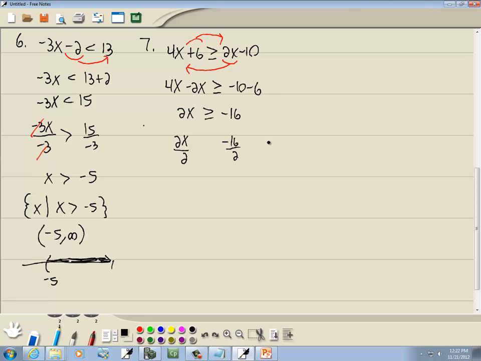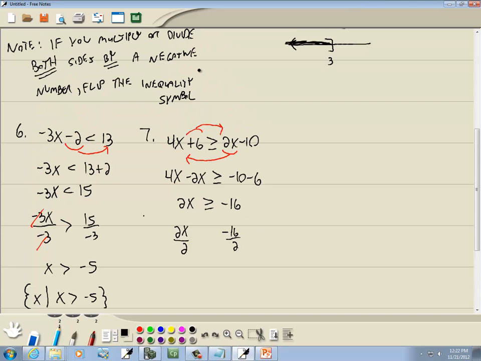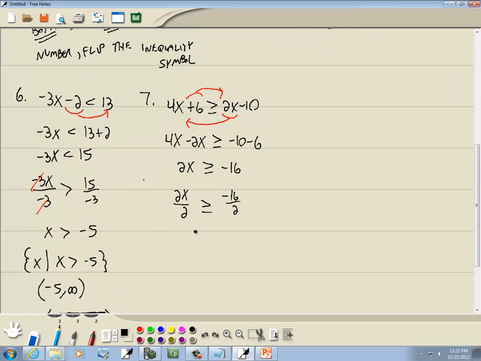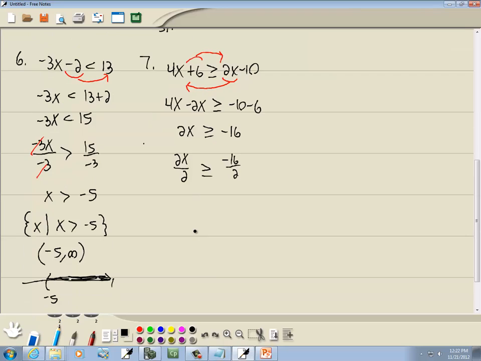The question is whether we flip that inequality symbol. If you multiply or divide both sides by a negative number, a negative up on top doesn't matter. It's if you're dividing by a negative number. We're dividing by a positive 2, so this just stays greater than or equal to. Some people start seeing negatives, and everywhere they see a negative, they start going crazy and flipping things. And you don't do that. Just go with that note I wrote up there.